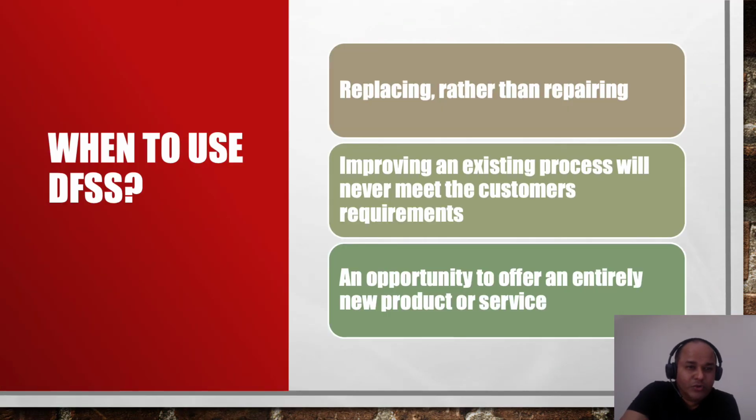When to use DFSS, design for Six Sigma? When should we use it? Replacing rather than repairing. Improving an existing process will never meet the customer requirement. An opportunity to offer an entirely new product or service.